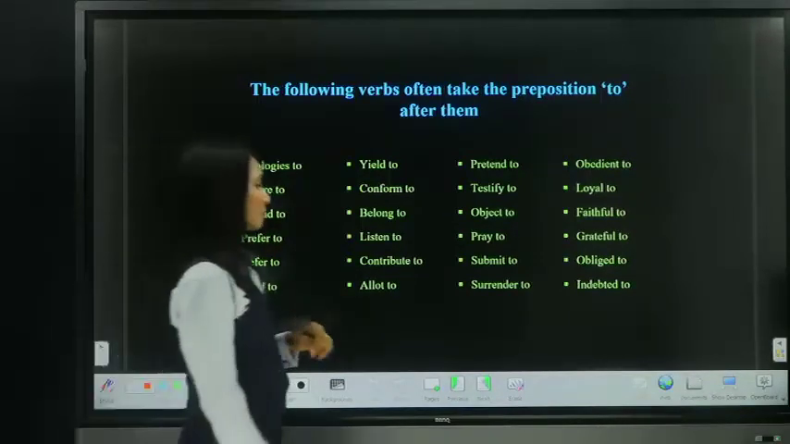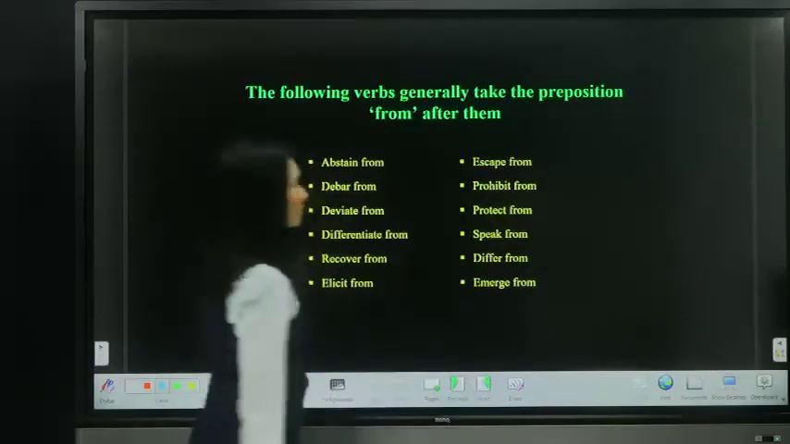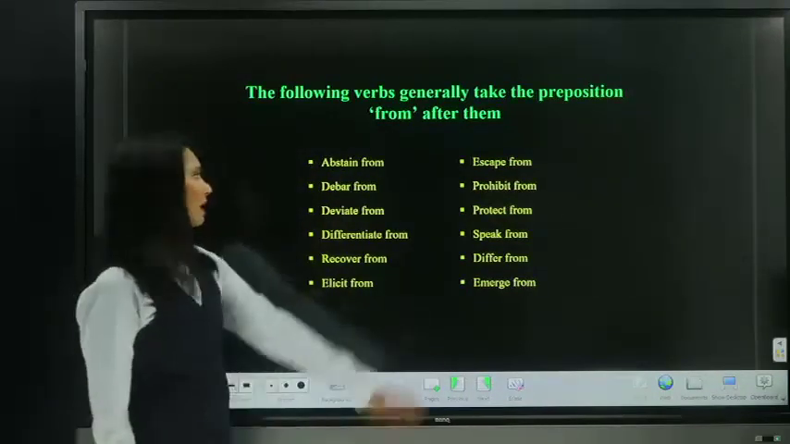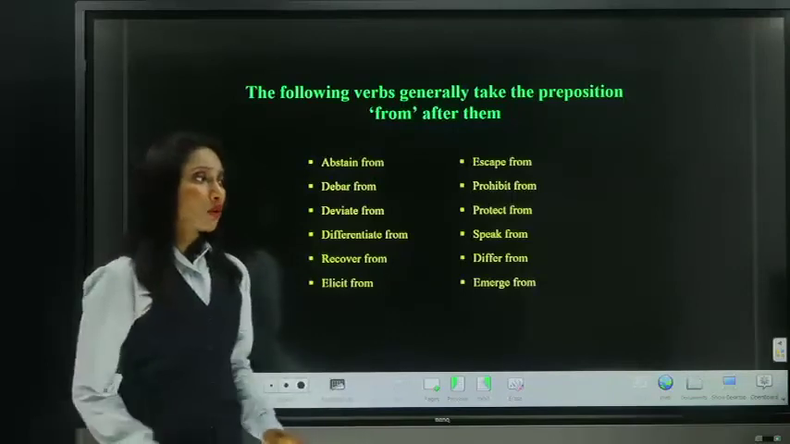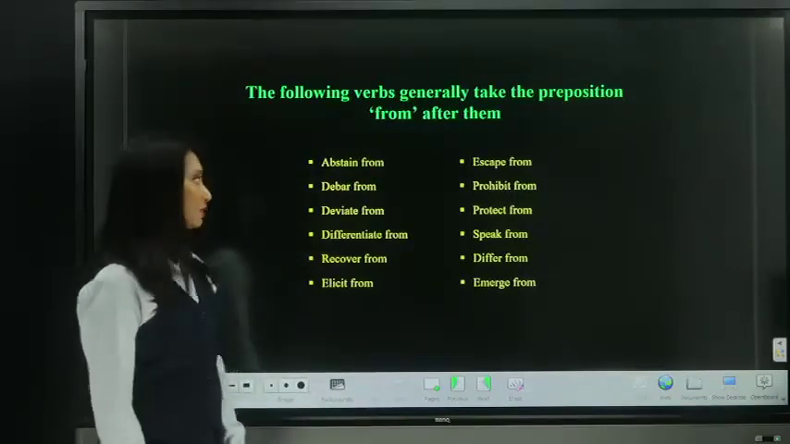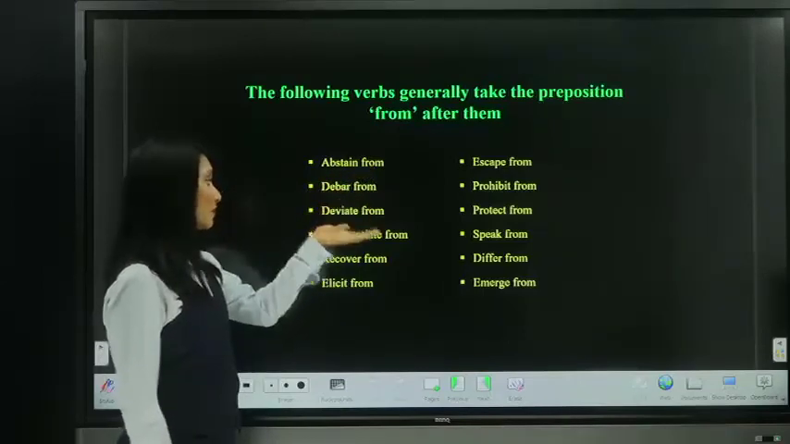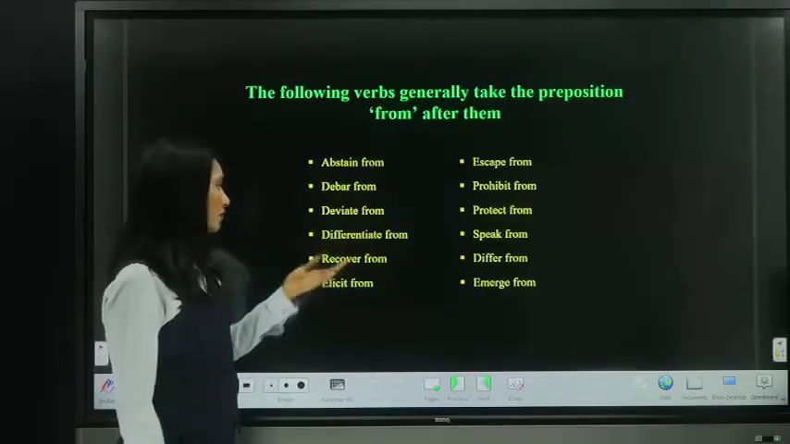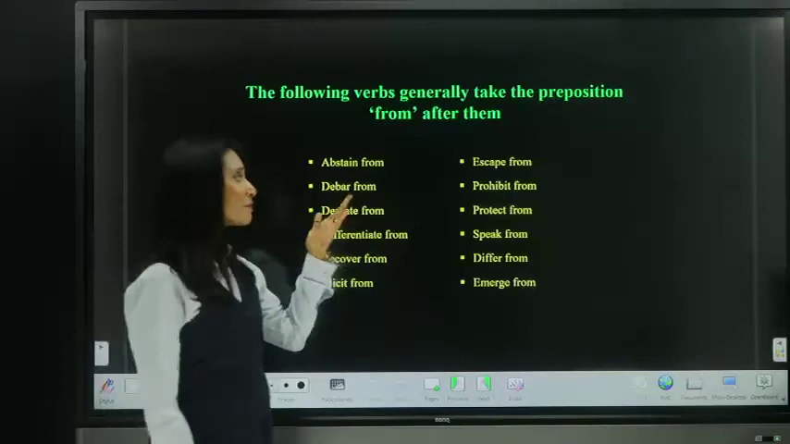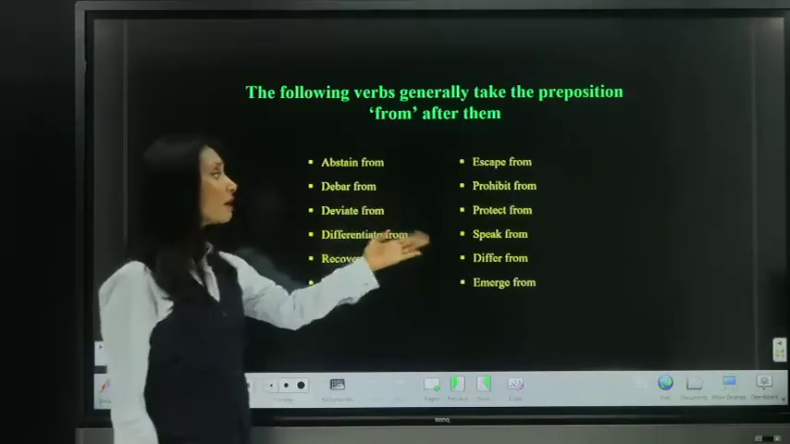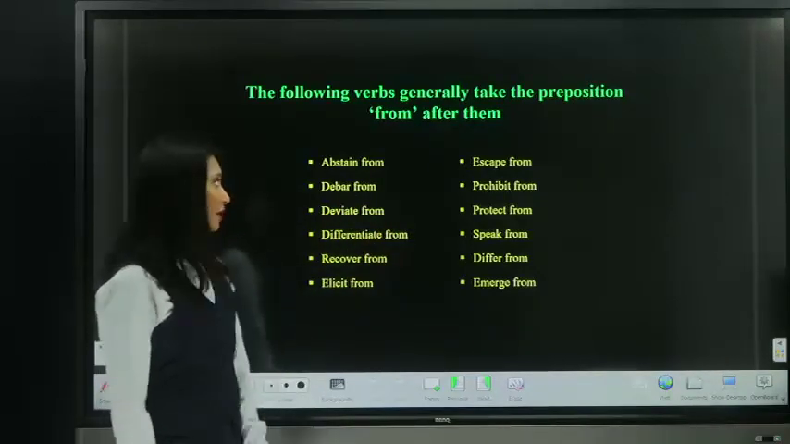Now let's move on to the next one, preposition from. This list of verbs is always followed by preposition from. They are abstain from, debar from, deviate from, differentiate from, recover from, elicit from, escape from, prohibit from, protect from, speak from, differ from, emerge from.